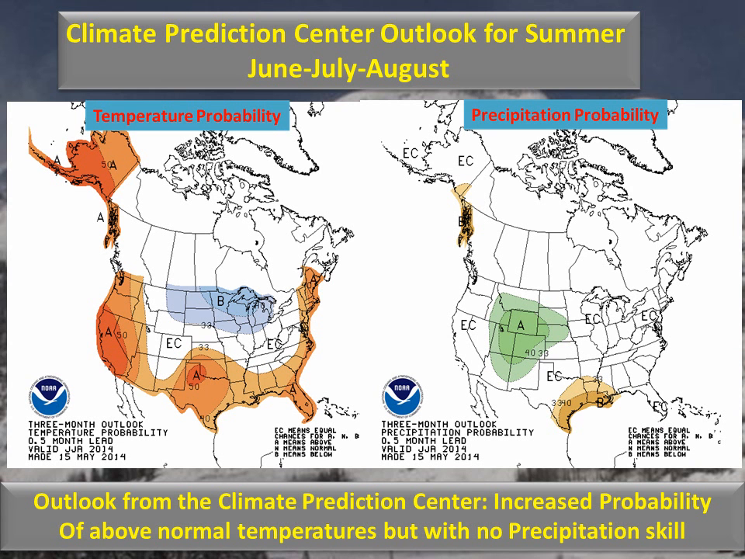Shifting now to the forecast, here is the National Climate Prediction Center's outlook for the summer season of June, July, and August. The temperature outlook chart on the left shows no forecast skill, with this forecast area in the EC area representing equal chances of above, near, or below normal temperatures. The right chart shows a shift of probabilities towards a wetter than normal summer.